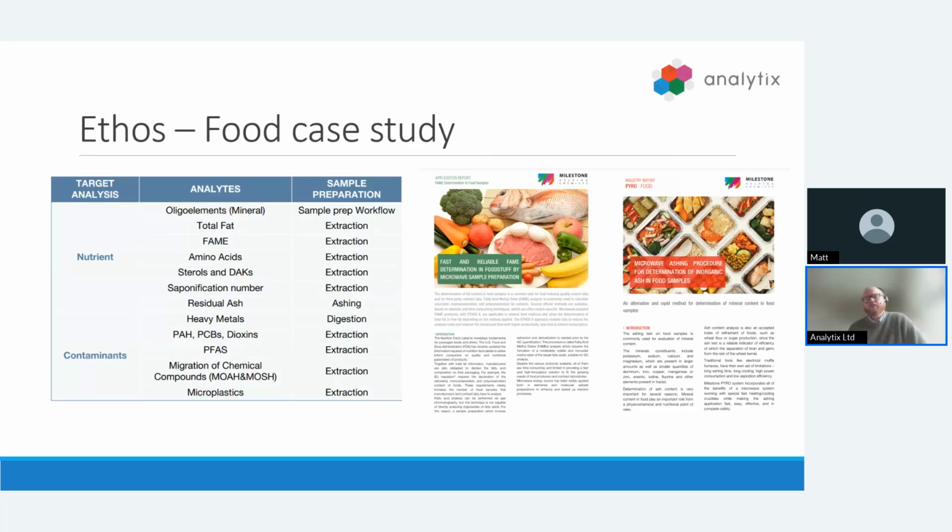Bringing this back to the food case study, I just wanted to highlight a few target analysis areas that a food lab may be involved in, be that nutrient studies or contaminants. And the ETHOS can really be applied to these different areas. You have the analytes of interest in the middle column on the left-hand side, and then the different sample preparation approaches that the ETHOS can be used for these types of analytes. I've highlighted a couple of application reports that we have available for these different types of preparation. If these are of interest, please do get in contact and we'll be happy to discuss further with you.